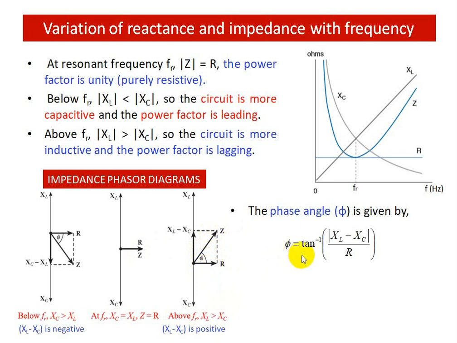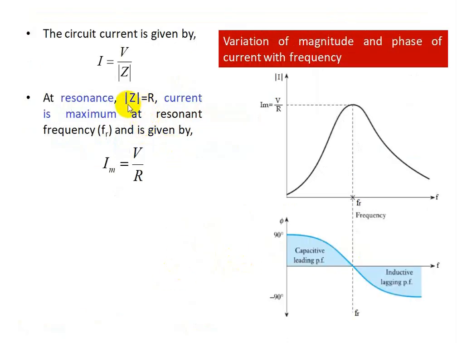So the phase angle of this circuit is given by tan inverse of reactance part by real part. The reactance part is XL minus Xc and the real part is R. Current is given by I is equal to V by Z. At resonance, the impedance becomes equal to R. Therefore, the maximum current will be flowing at resonant frequency, because the impedance is minimum in the circuit only at resonance. This current I am calling Im, which will be equal to V by R.